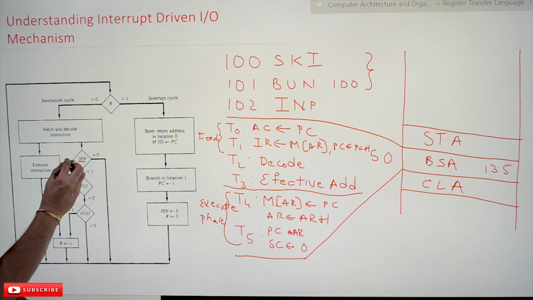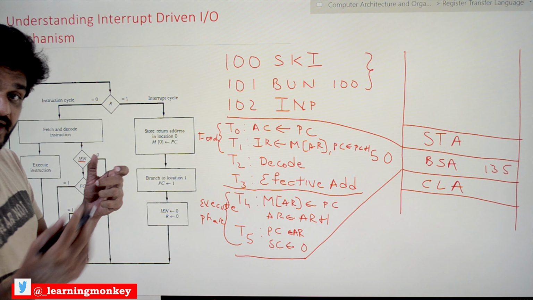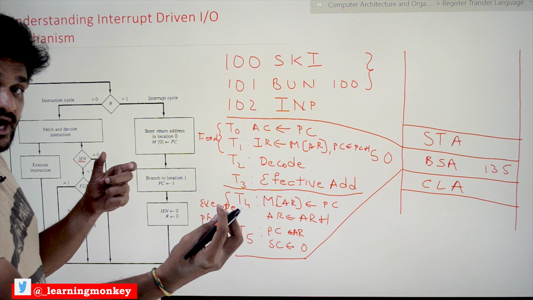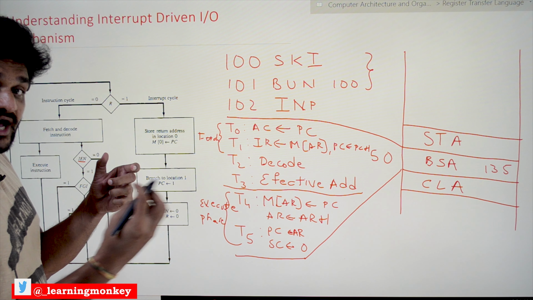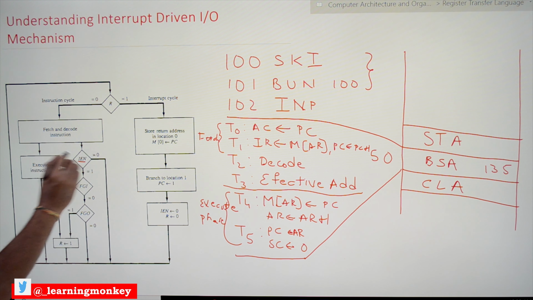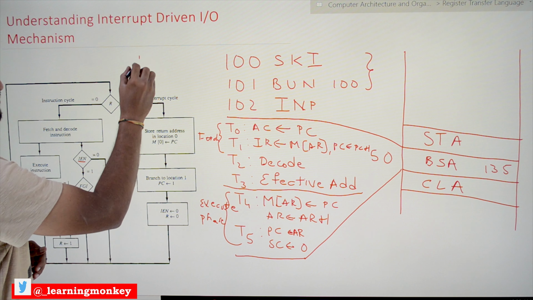So what this interrupt enable flip-flop does is it controls the interrupt operations. Whenever there is an IO request, whether the IO request has to be executed or not is decided by this IEN. How this IEN is switched from 0 to 1 is by using ION.